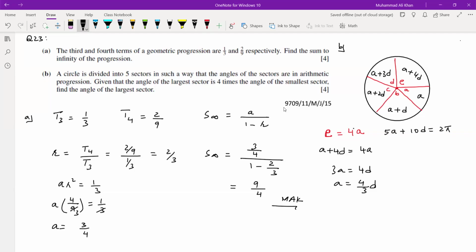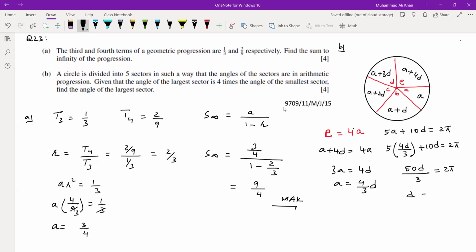equals to कितना हो गया? 2 pi. And now divide the whole by 2. Sorry, division possible नहीं है. a की वैल्यू 4/3 रखते हैं यहाँ पर. 4d/3 plus 10d equals to 2 pi. So it will be 50d upon 3 equals to 2 pi.